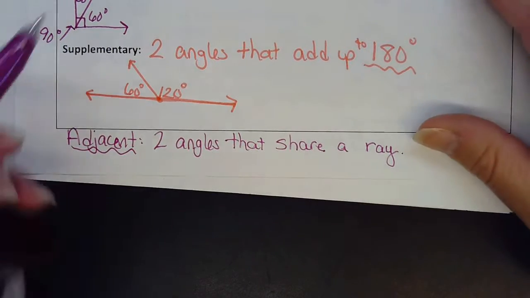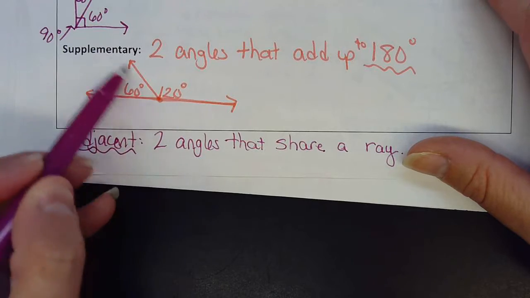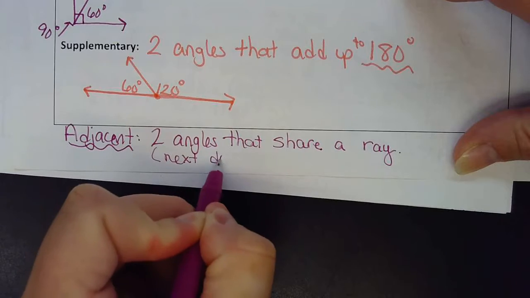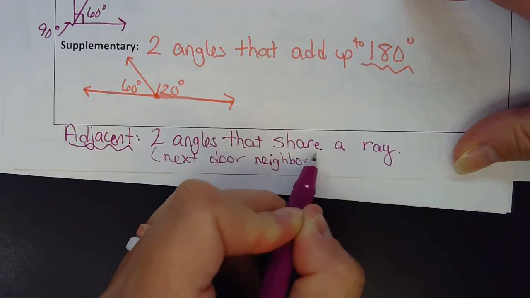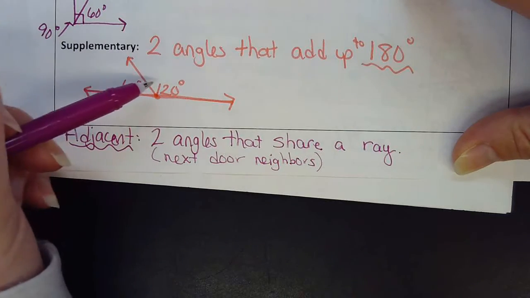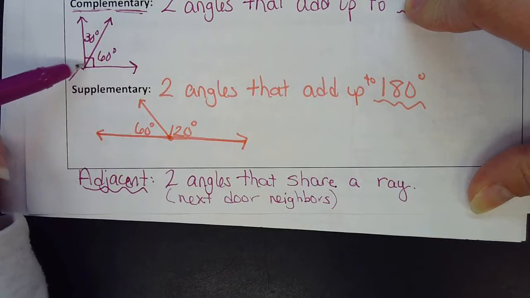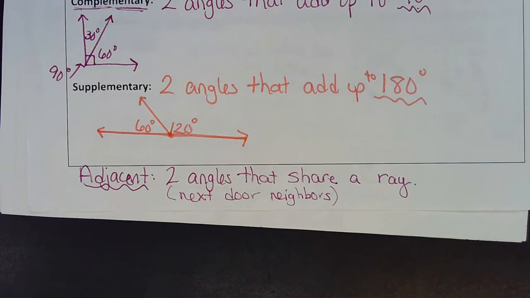And these angles right here share this ray. These angles right here share this ray. They're kind of like next door neighbors that share, we'll say, like a fence. These two angles share this fence. These two angles share this fence. So adjacent angles are any angles that are right next to each other, right next door neighbors. Vertical angles were those angles that were back to back, so they're not right next door to each other.